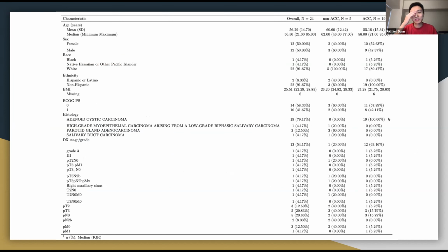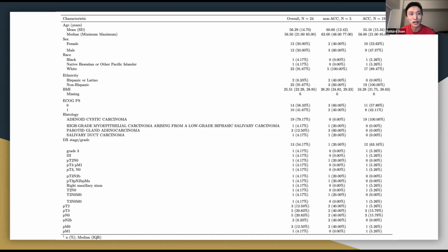And then there's a lot of data. I picked and chose out of the 60 pages which ones to include. So the first one was this big demographics table. Average age was 56.29, half male, half female. The racial distribution, ethnic distribution. There was no BMI information. Oh, no, 25.51. ECOG score.